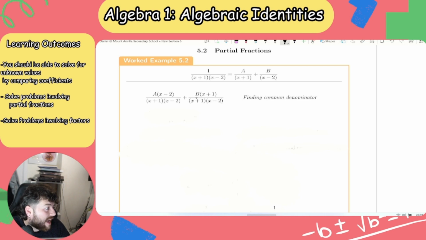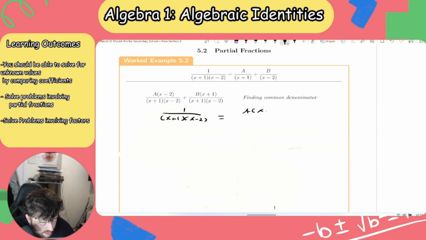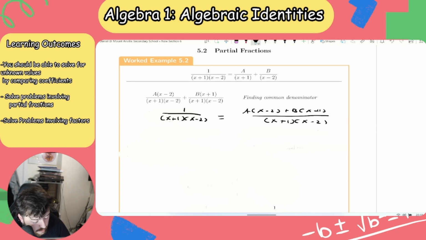So I found a common denominator. So I have 1 over (x plus 1) times (x minus 2) is equal to a over (x plus 1) plus b over (x minus 2). So I want to find the values for a and b. So I have this fraction now on my right hand side, and my left hand side is equal to 1 over (x plus 1)(x minus 2). And that is going to be equal to, so these are the same denominator now, a times (x minus 2) plus b times (x plus 1) all over (x plus 1)(x minus 2). Now again, we just kind of equate things.